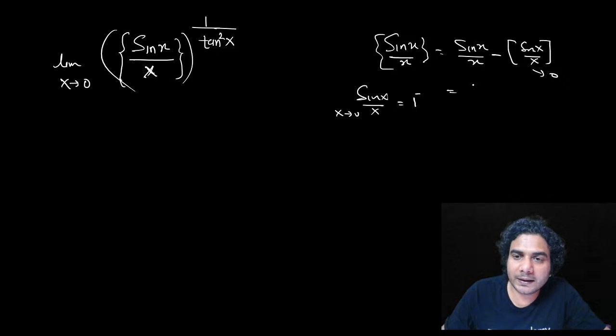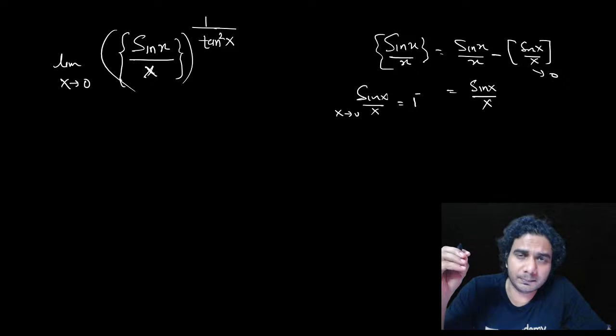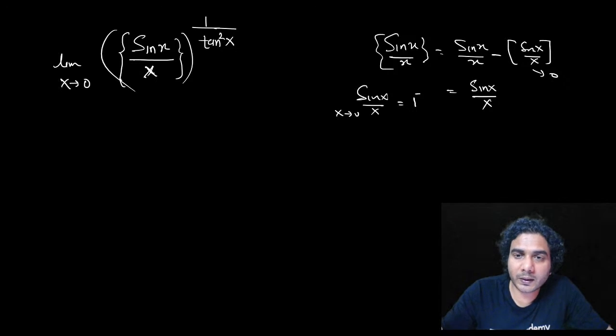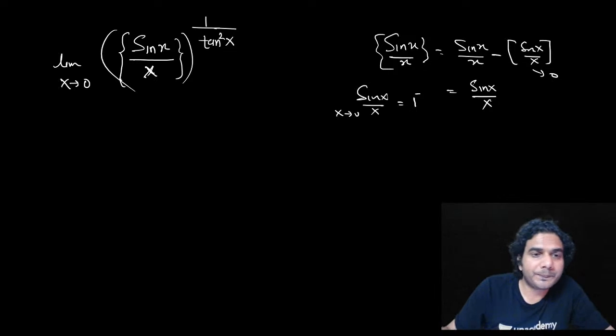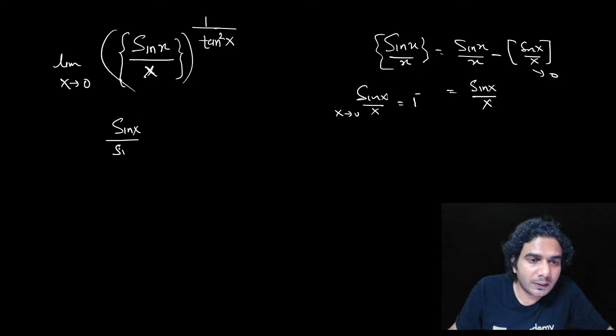Because sin x upon x is slightly smaller than 1, the fractional part of sin x upon x is nothing but sin x upon x only. You can assume 0.99, and the fractional part of 0.99 is 0.99, right? So if x is between 0 and 1, then the fractional part of x is x. That is what is happening here. So there's no point in putting this fractional part. You can just remove it, and it is going to be sin x upon x raised to 1 upon tan square x.